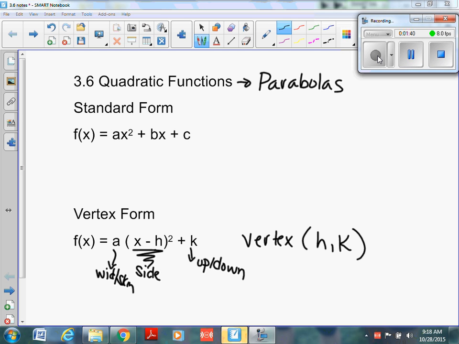It's easier to graph in vertex form, but the standard form is also good because that way you can factor, correct? You know what I'm talking about, factor, two sets of parentheses. Standard form is better for factoring. And the vertex form is good for graphing.